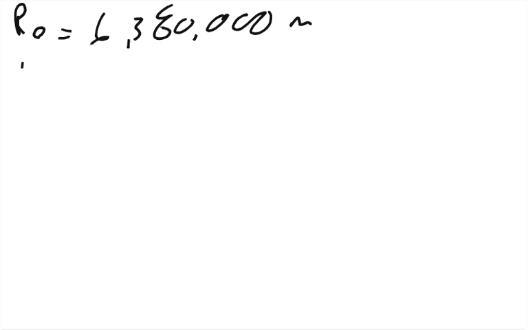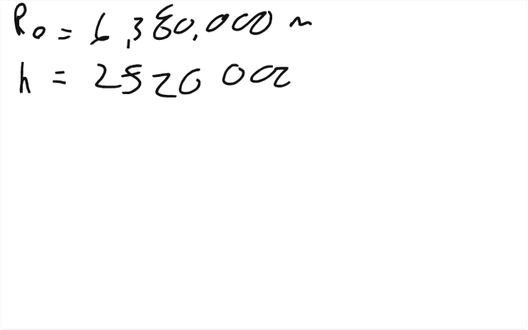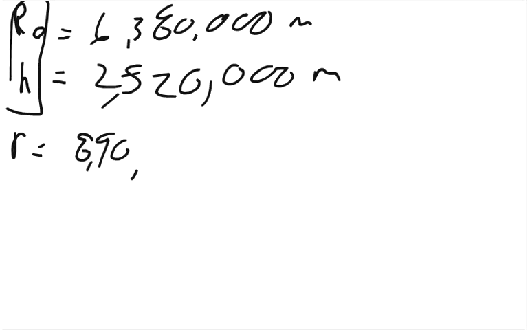So let's go ahead and define some things. The radius of the Earth was 6,380,000 meters. The height of the orbit above the Earth was 2,520,000 meters, and so the total radius, these two added together, is 8,900,000 meters.